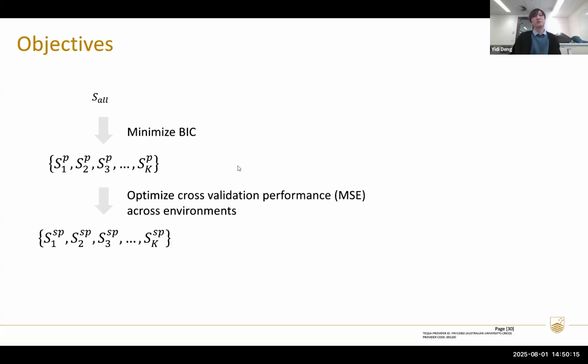So the objective is very easy. For the first step, we just want to minimize the BIC because it can be shown that the set that minimizes BIC equals the Markov blanket under certain assumptions. Then in the second step, we minimize the cross-validation performance, which is the mean square error across environments. So we use the environments as partitions. We train the model on some environments, leave one environment out, and predict on that environment, and we want to minimize this extrapolation error. Very intuitive, very simple, right?